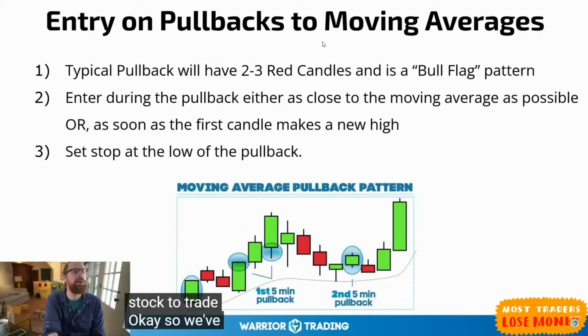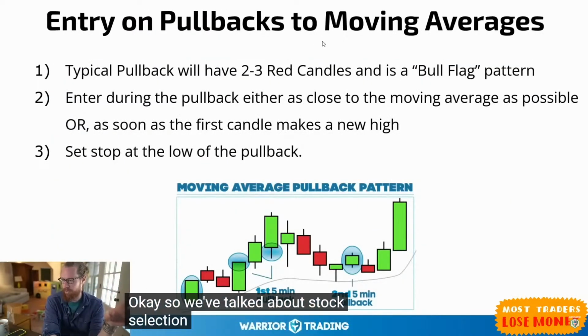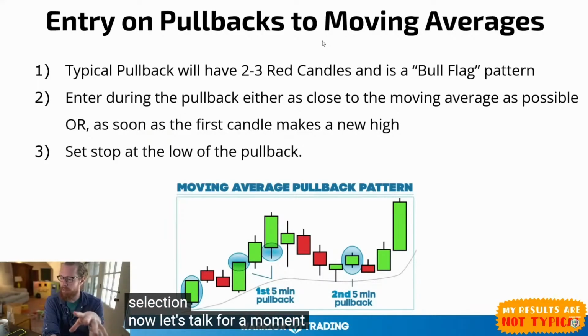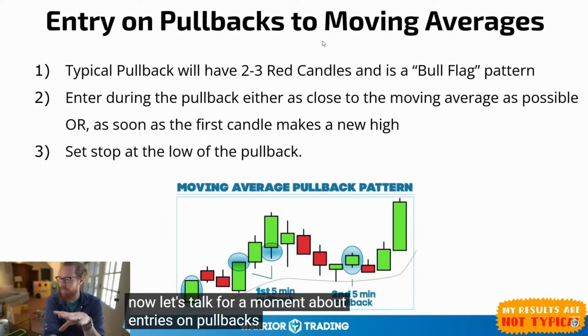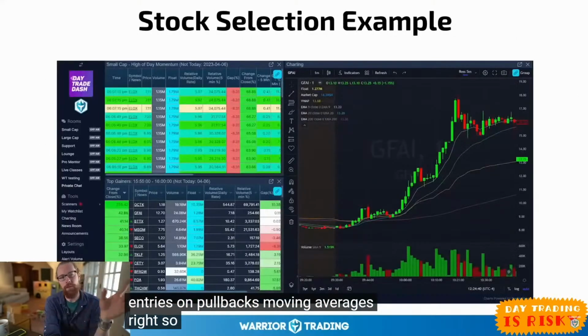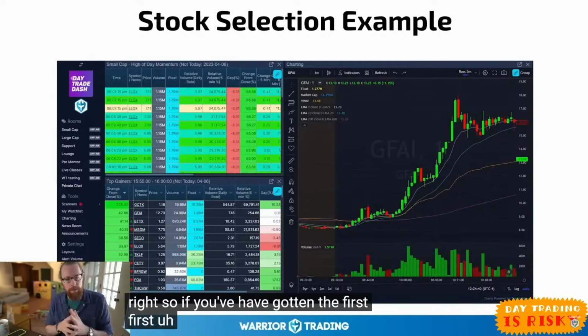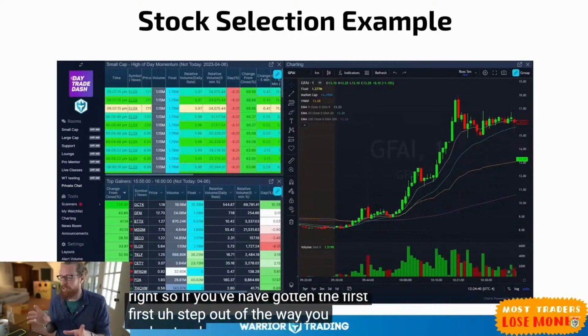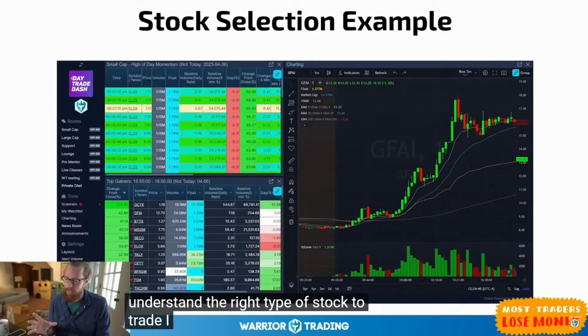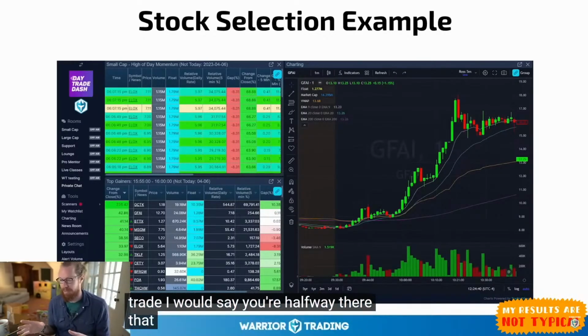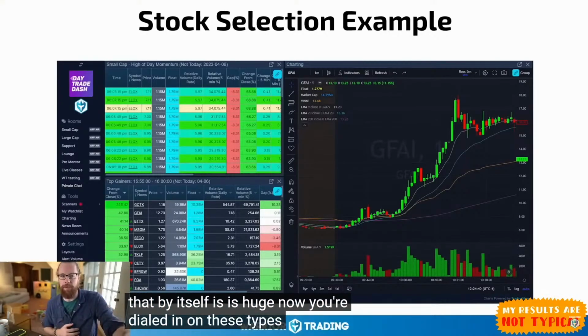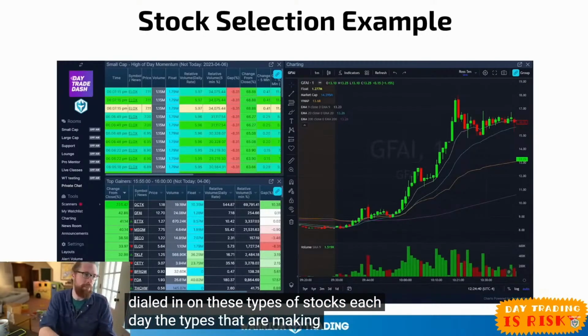Okay, so we've talked about stock selection. Now let's talk for a moment about entries on pullbacks to moving averages. Right, so if you have gotten the first step out of the way, you understand the right type of stock to trade, I would say you're halfway there. That by itself is huge. Now you're dialed in on these types of stocks each day, the types that are making big moves.